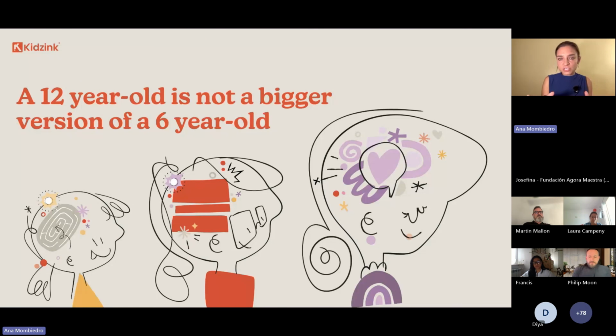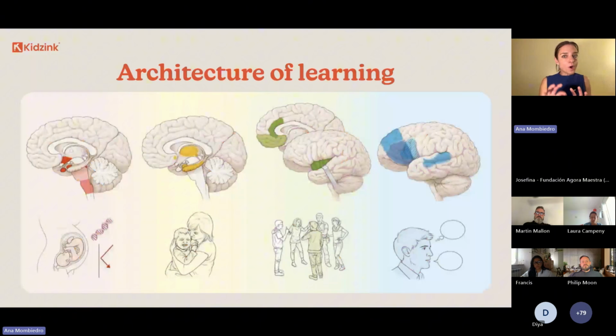These beautiful illustrations, by the way, are from our book, Beyond the Box, and we depicted how when we're younger, we have different ways of thinking and understanding the world than when we're older, okay? So as our brain changes, our needs change as well. And this is also part of the architecture of learning.